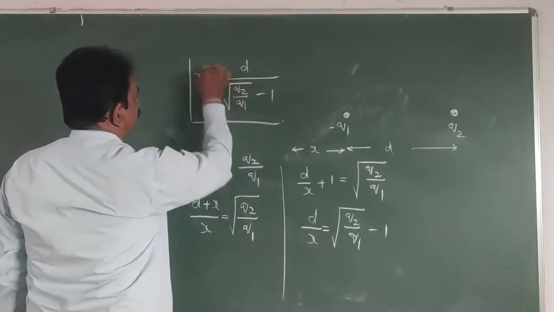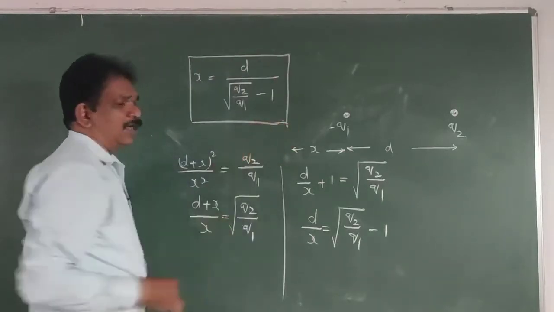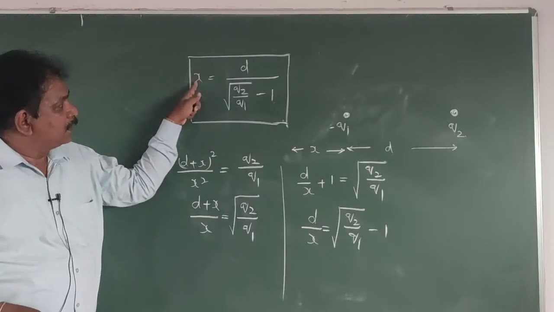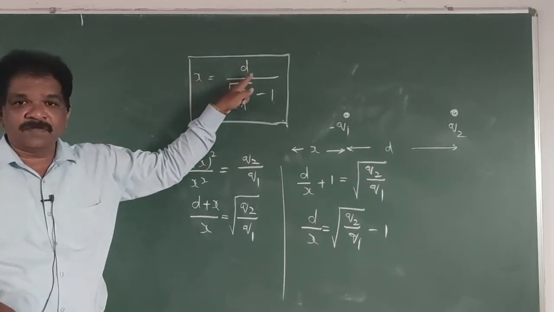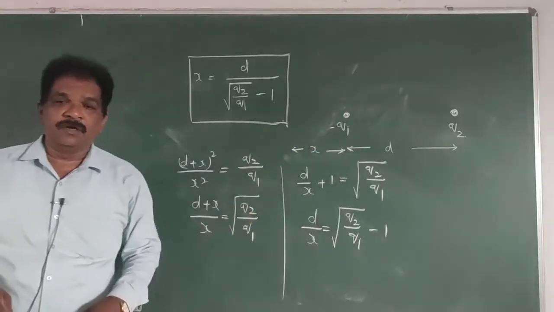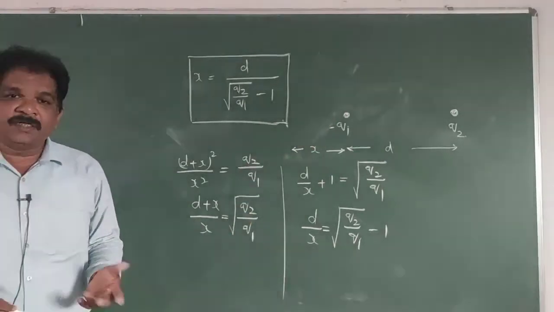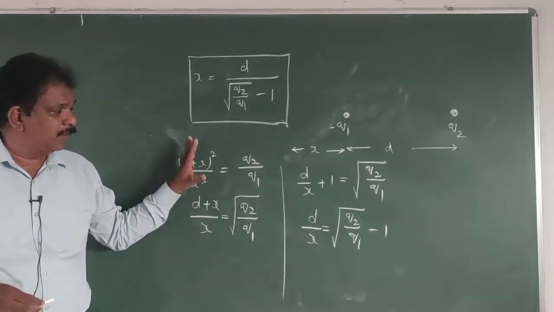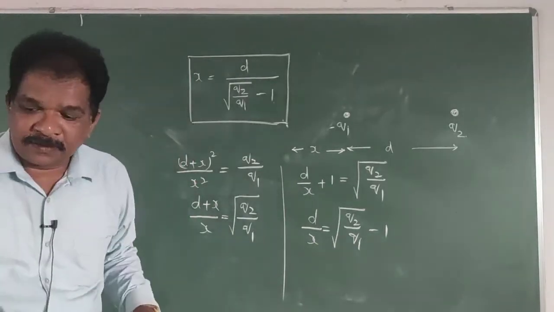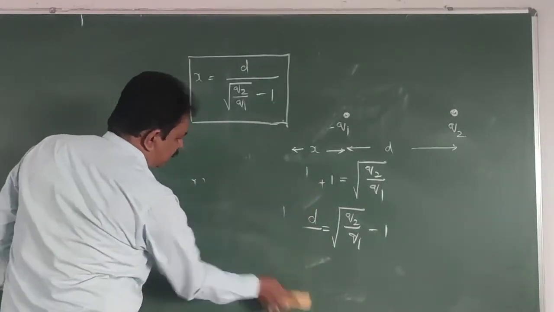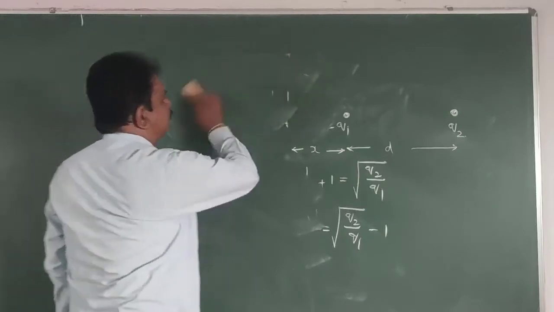We will use this formula if the charges are unlike charges. What is x here? Distance of the neutral point from Q1. Always you have to consider Q1 magnitude is less than Q2. This is the formula for problems relating to the electric field intensity.